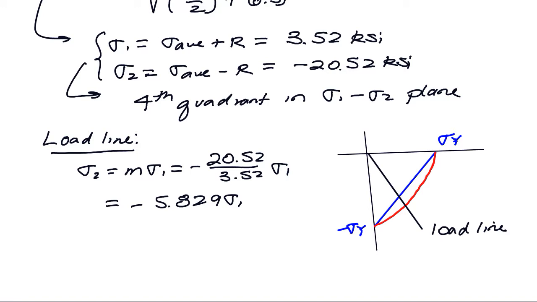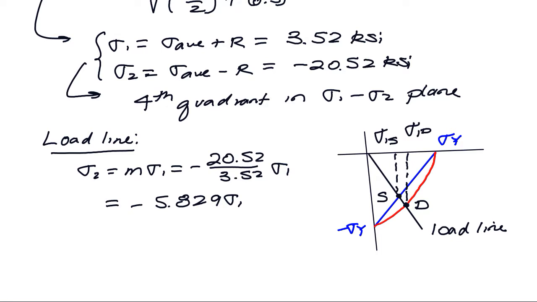And of course, what we want to do, as in the past, is calculate what sigma 1 is corresponding to the shear stress boundary, which I'll call sigma 1s, and then the intersection of the maximum distortional energy boundary with the load line. I'll call that sigma 1d, because that's where the distortional energy curve will cross that.